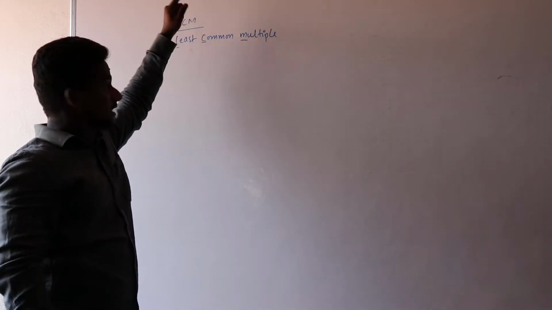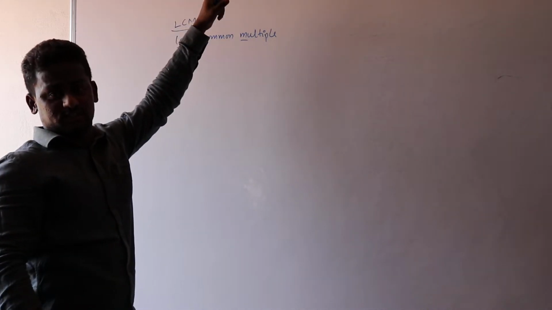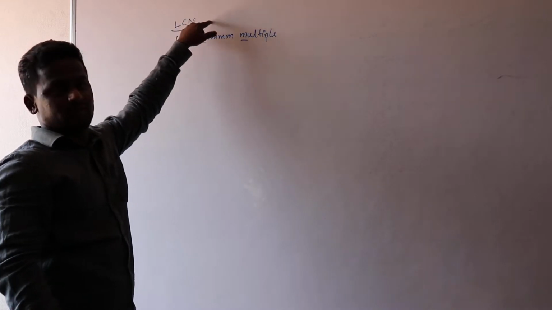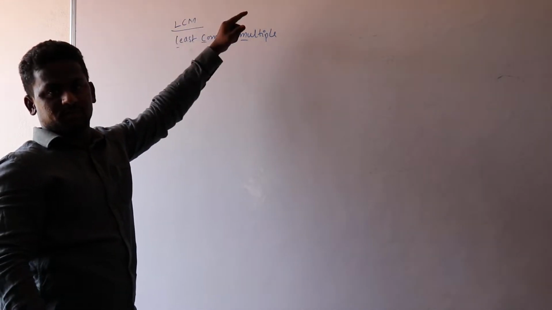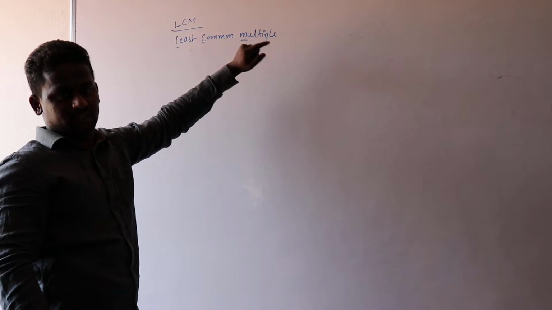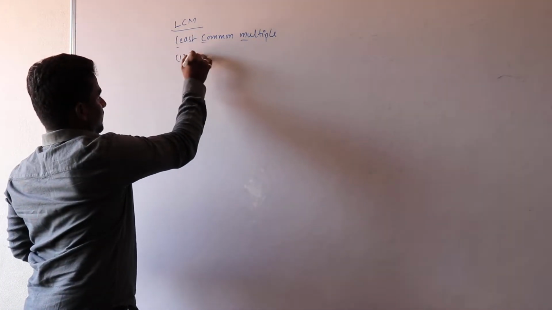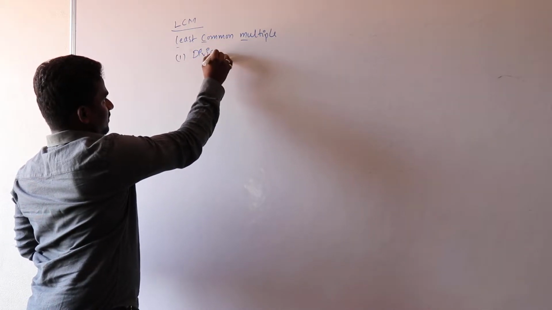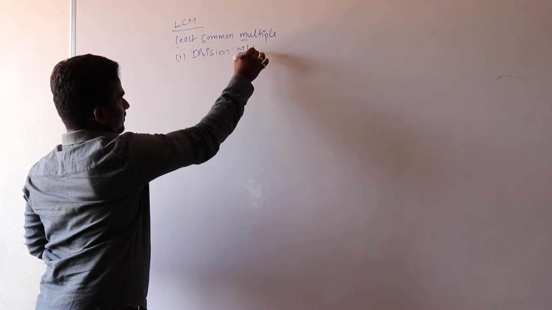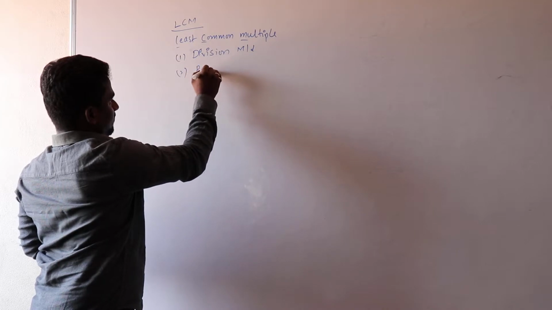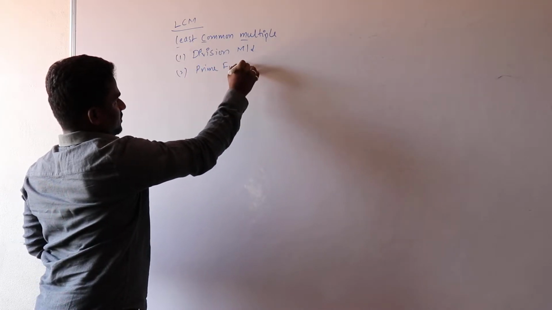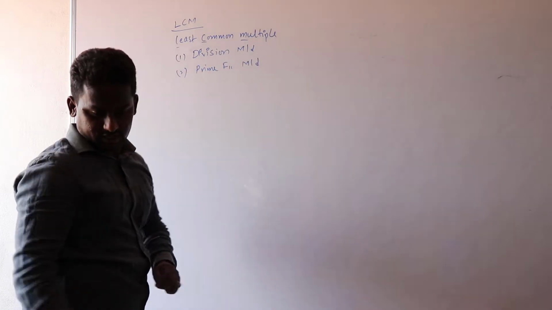As with HCF, we have two methods. To find the HCF of any numbers, the division method and the factorization method are there. Similarly, for LCM we also have two methods. The first one is the division method. Next, the prime factorization method.